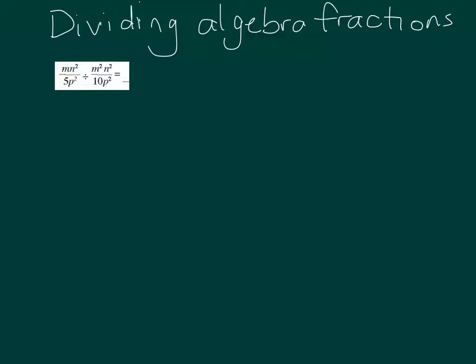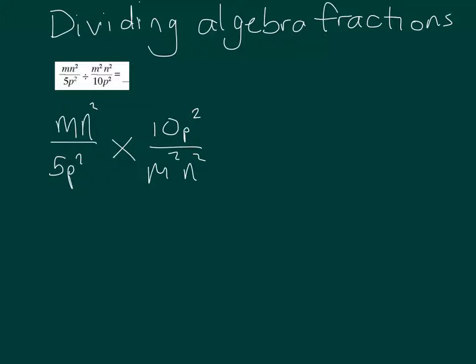So here we've got mn squared over 5p squared divided by m squared n squared over 10p squared. So the first thing we're going to do is we'll write out the first fraction, mn squared over 5p squared, and then we're going to go times. So we're going to change the divided by to times. And then we're going to flip the second fraction, so that 10p squared is now on top, and m squared n squared is now on the bottom.